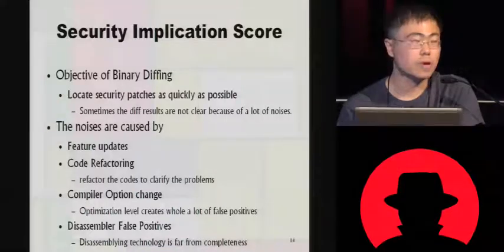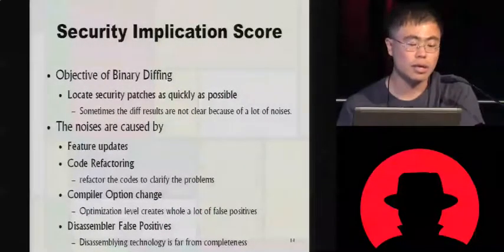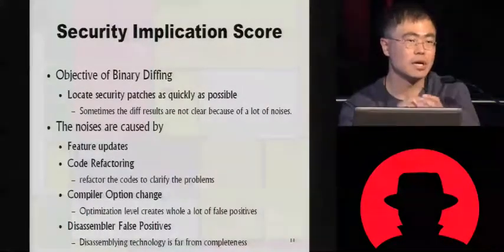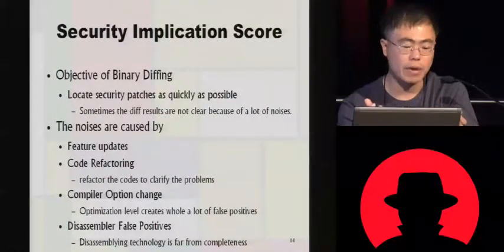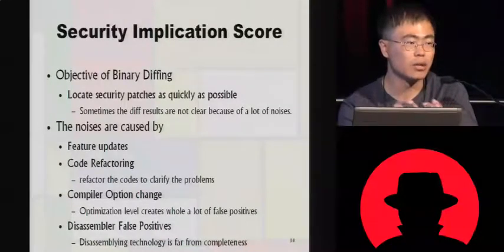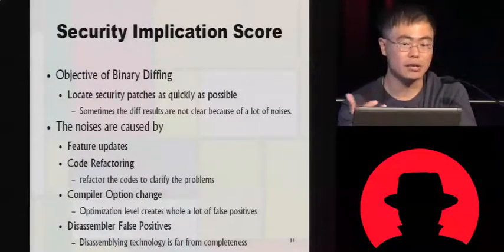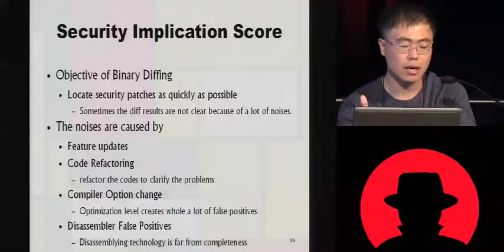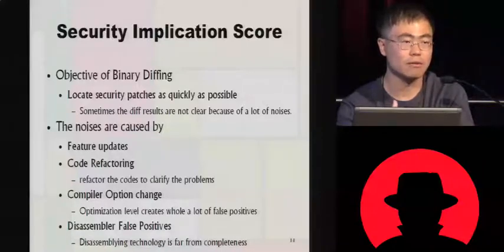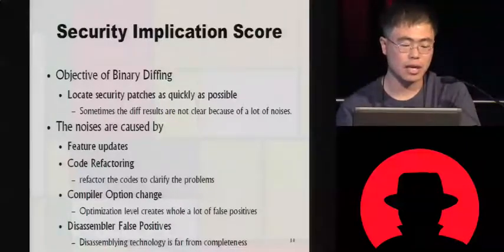So I introduced a number called the security implication score. But there is a lot of noise caused by things like feature updates, code refactoring, or compiler option changes. If the vendor changes the optimization level a little bit, it will create a totally different binary. Then it will create diff entries, more than 3,500 or something, which will waste your time. So using this security implication score, you can sort that kind of stuff out of the result, and you just need to look into the things that have meaning.